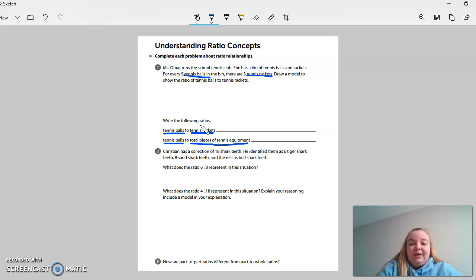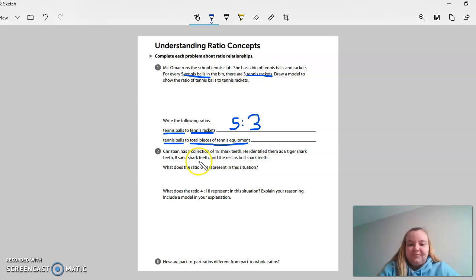Okay, another thing is that order matters when you are using a ratio, so you always want to do it in the same order that it says. So tennis balls to tennis rackets, you always want to write the number of tennis balls first. So the number of tennis balls is 5, so you would write 5 first, then I'm going to go ahead and do the colon because that's the most common way, and then the number of tennis rackets, so that would be 3. Ooh, it's a big 3. Alright, when we move on, you can do this one by yourself.